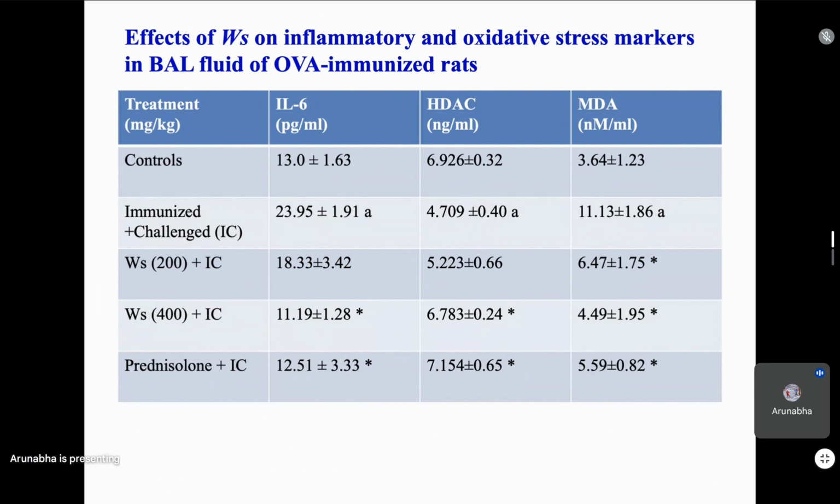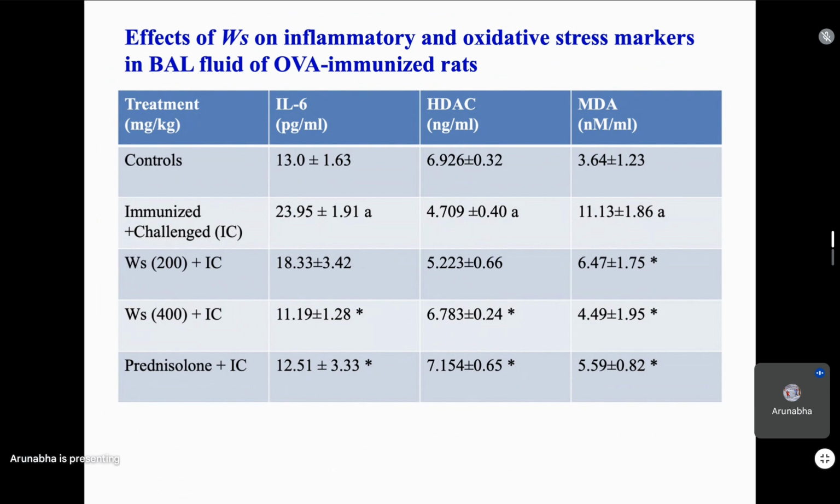HDAC is a molecular marker of inflammation. Inflammatory gene transcription is regulated by HDAC. So HDAC levels were lowered in the disease control model. So inflammatory gene transcription was not suppressed, as a result of which there was a greater degree of inflammation, which was reverted by Withania somnifera in a dose-dependent manner, and prednisolone also did the same thing.